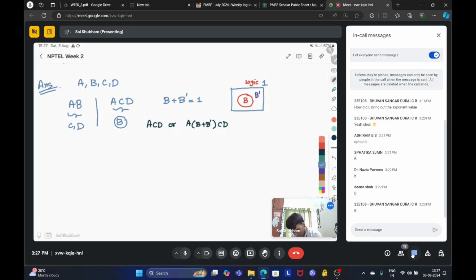Now we will add the missing terms in this way. Here in AB we can add C as C plus C bar and D as D plus D bar. Similarly, ACD can be written as A(B plus B bar)CD, and the new expression that we have written is the same as AB plus ACD. So we can simplify this.